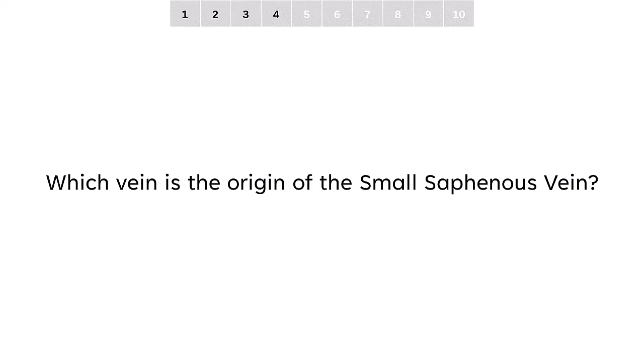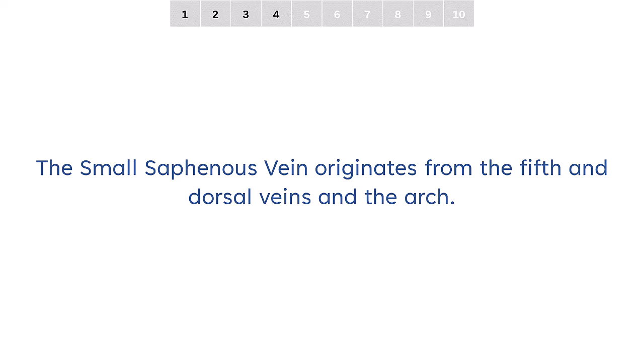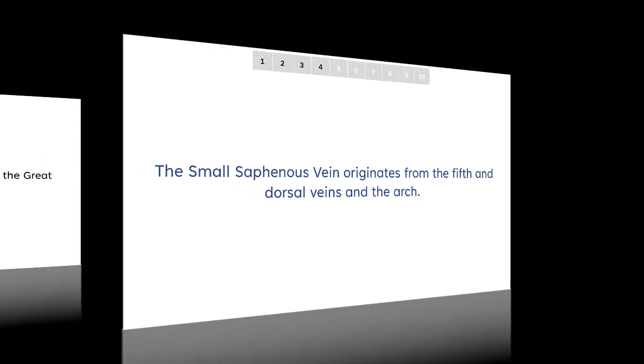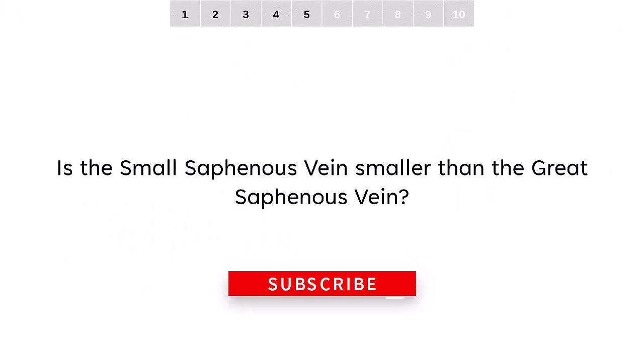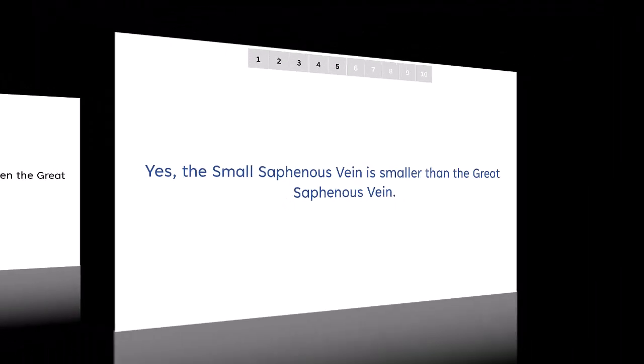Which vein is the origin of the small saphenous vein? The small saphenous vein originates from the fifth and the dorsal veins of the arch. Is the small saphenous vein smaller than the great saphenous vein? Yes, the small saphenous vein is smaller than the great saphenous vein.